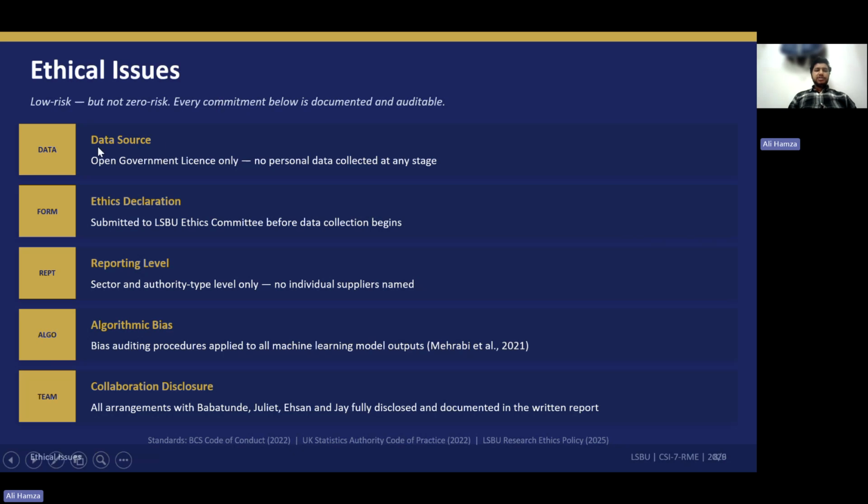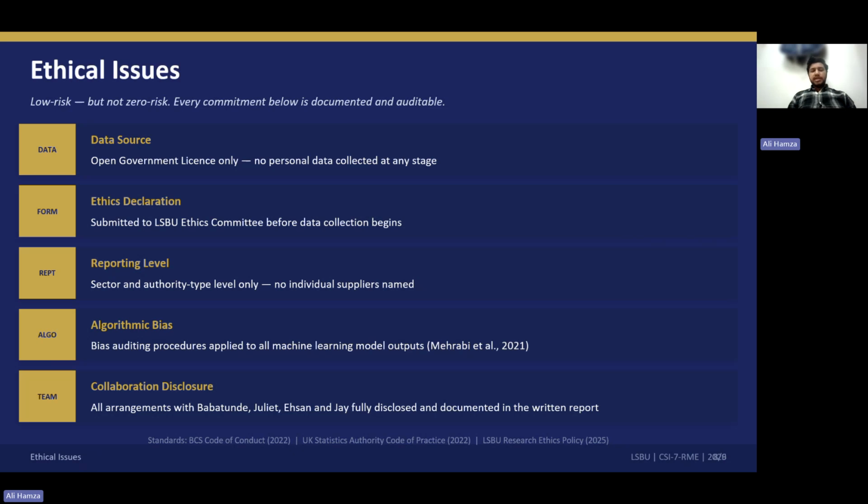There are also some ethical issues. Although we do have public data sources, we are not going to get any particular personal data or any restricted data. But there are some problems in the biasness. It could be possible that the machine learning model can get biased while auditing the procedures. We do have an ethical declaration for this. We will submit it to our supervisor when he requires.